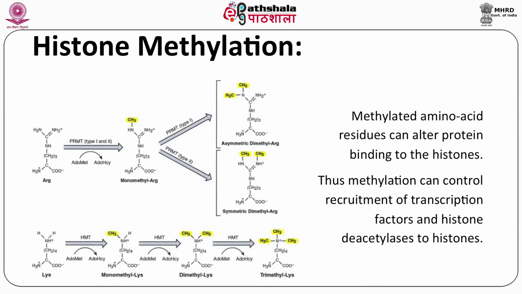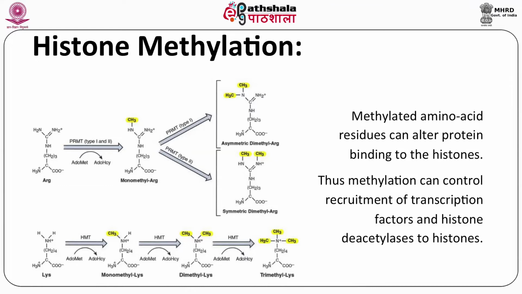In this image, you can see the histone methylations. Arginine residues are methylated by PRMT, that is protein arginine methyltransferases. Remember, R is the single letter short form for arginine, that is why the enzyme is named PRMT. So arginine is first monomethylated, and another PRMT acts on this monomethylated arginine residue to form a symmetric or asymmetric dimethyl arginine. Addition of methyl groups to lysine is catalyzed by histone methyltransferases to form mono-, di- or trimethyl lysines.